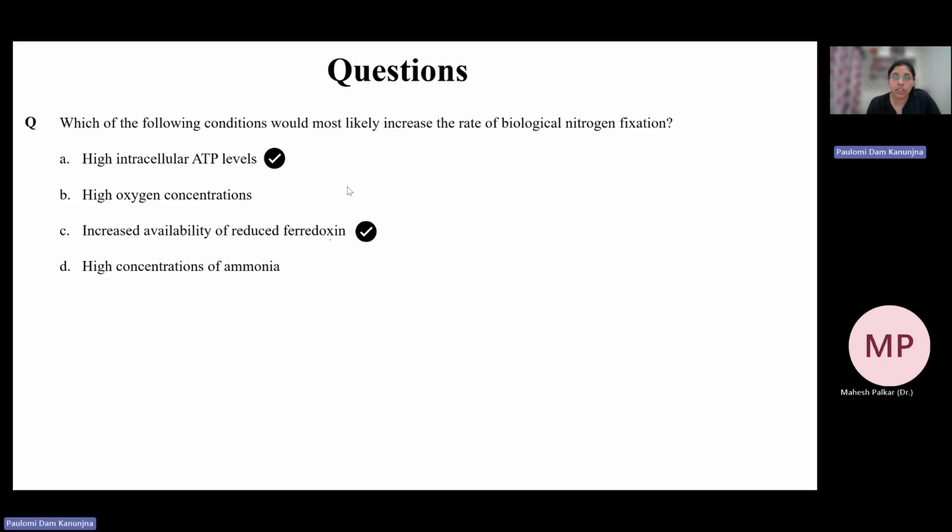Similarly, oxygen, on the contrary, will rather inhibit it, right? Intracellular ATP, yes, because the more ATP, the more you can use it, so you can increase the rate of biological nitrogen fixation. And more reduced ferredoxin will again increase the rate of fixation because you need reduced ferredoxin. So if the components actually used in the pathway are high in number, your rate of fixation increases, not ammonia. Ammonia is an end product, so it should not directly increase fixation. If it is increasing, it means more of the reaction is already taking place. High ammonia is problematic, and rather than increasing biological nitrogen fixation, it will upregulate the urea cycle, right?